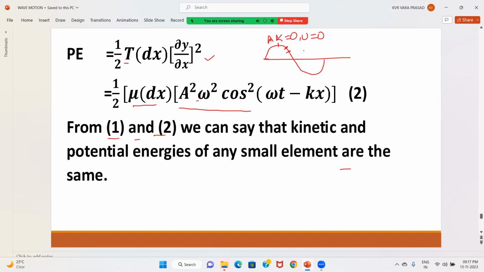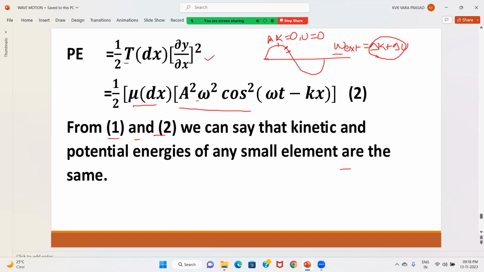Is the point clear? Or I will write here one more relation which we learned earlier: work done by external force equals delta K plus delta U. Now here, on this element, the tension by the remaining part of the string becomes the external force, and by that external force work is done. That's why the sum of kinetic and potential energy is not a constant.